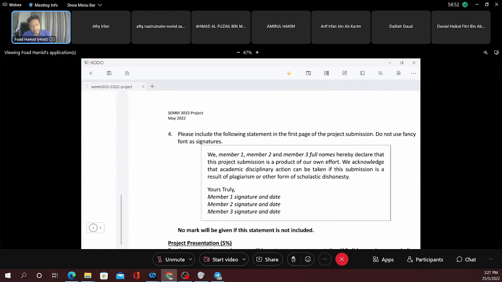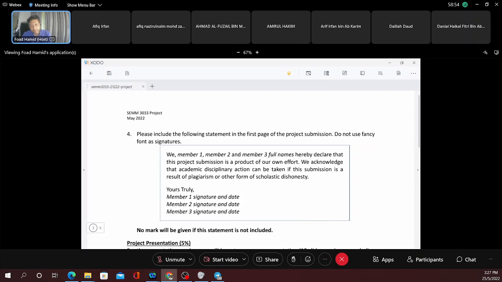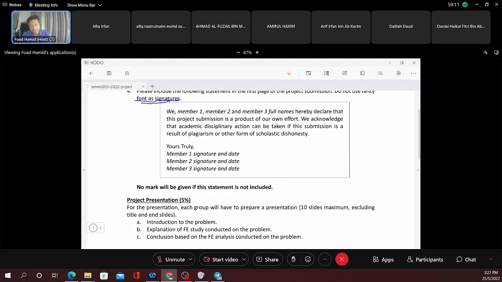And number 4 is, please include the following statement in the first page of the project submission. Do not use fancy fonts as your signature. For the signature, you use your pen, sign, scan, and put it in your report. So this is the declaration. Again, if this is not included, no mark will be given.